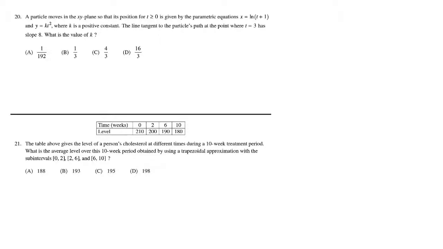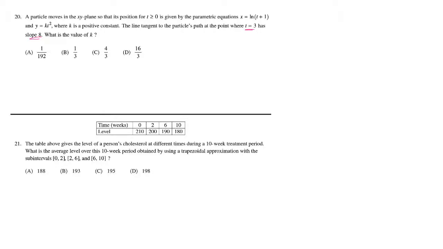Okay, a particle moves in the xy plane so that the position for t greater than or equal to 0 is given by, we have parametrics. X equals blah and y equals blah, where k is a positive constant. What is the value of k? Well, that's great, but let's see. They tell us that the line tangent to the particle's path at the point where t equals 3 has a slope of 8. So that's kind of useful here. So let's make note of that. So let's go ahead and see, well, what's the slope going to be?